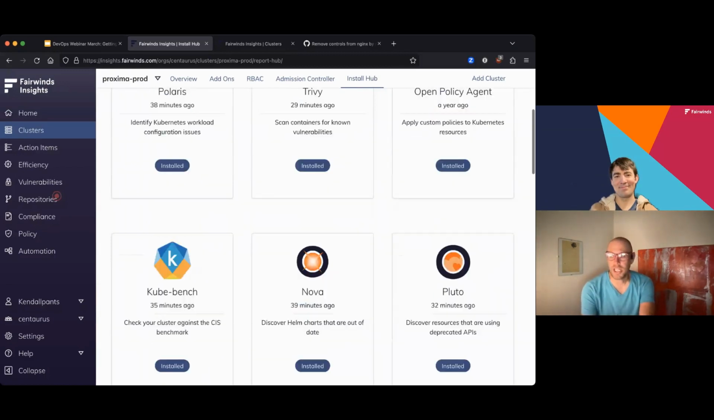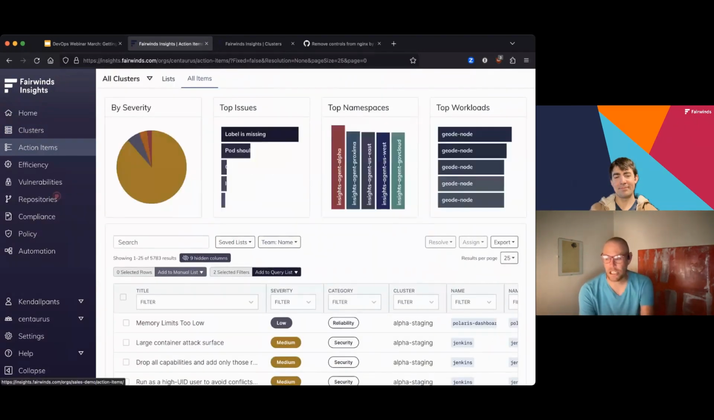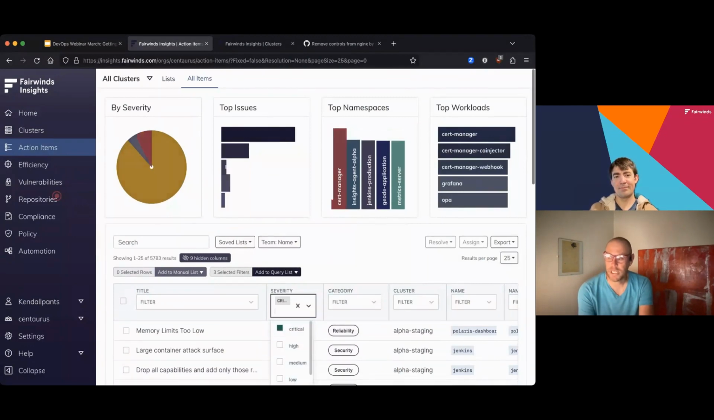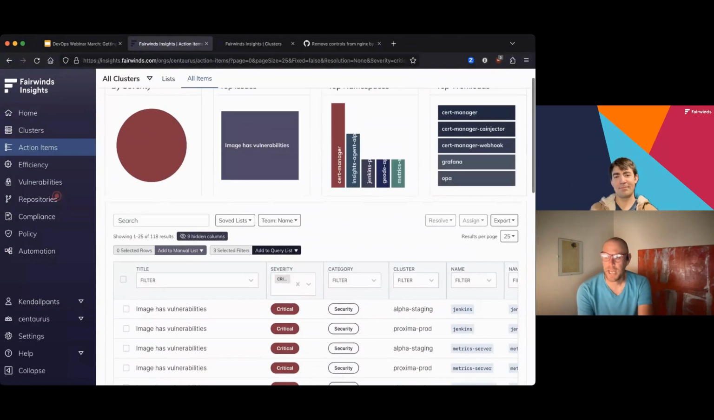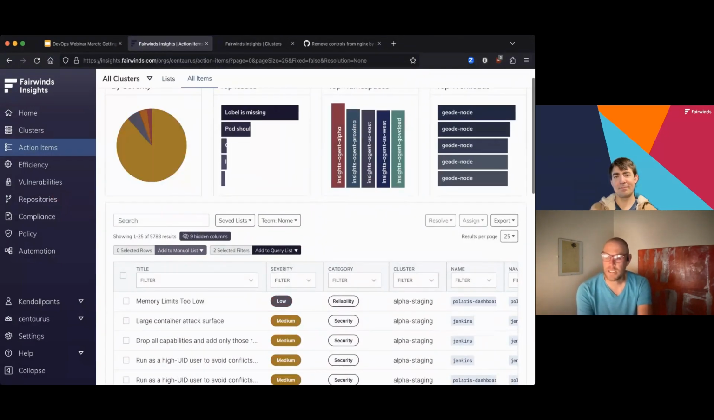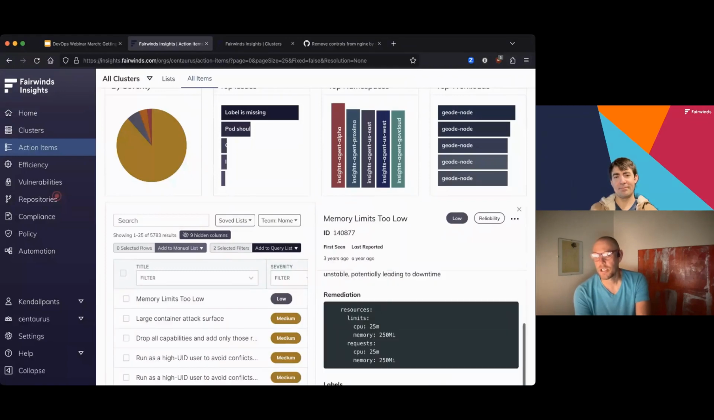So you can install individual bits of these, and we roll up what we find into a big list of action items. So this list of action items, we can filter by severity, critical, high, medium, low, see what our issues are. The critical issues tend to be security related, but we can filter by security, efficiency, reliability, and if you click into any one of these issues, memory limit set too low. Here's something that we're talking about, right? I can click on this. It shows me this is coming from the Goldilocks report, and this is what the issue is. Here's how to go and remediate it, right? We actually tell you how to go fix things.